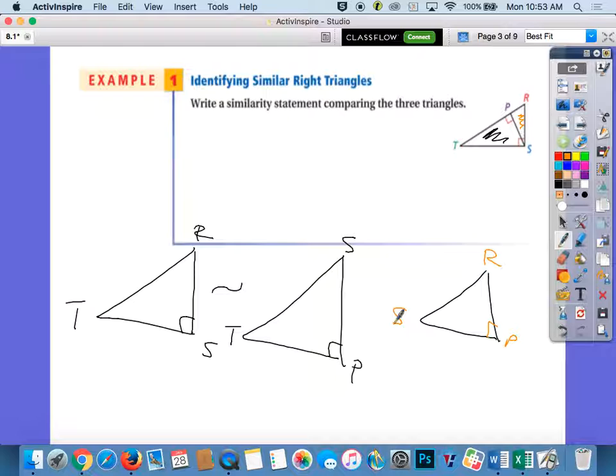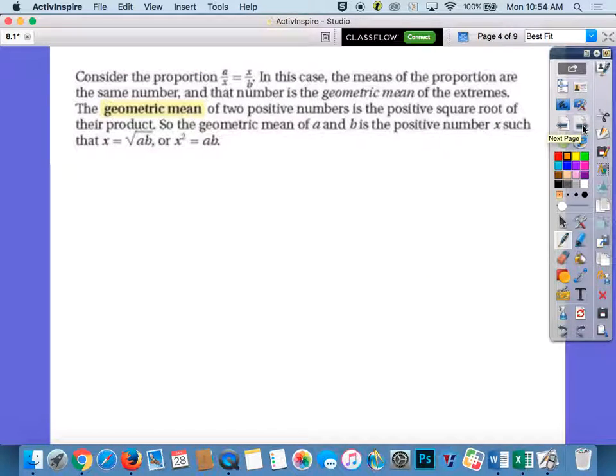So my similarity statement is going to be that triangle RST, and again, it doesn't really matter the order, as long as your letters match up, is similar to triangle SPT, is similar to triangle RPS. RST, SPT, RPS. As you guys can see, redrawing it really helps keep your head straight with this. We're going to take this concept, guys, and get a little bit deeper.